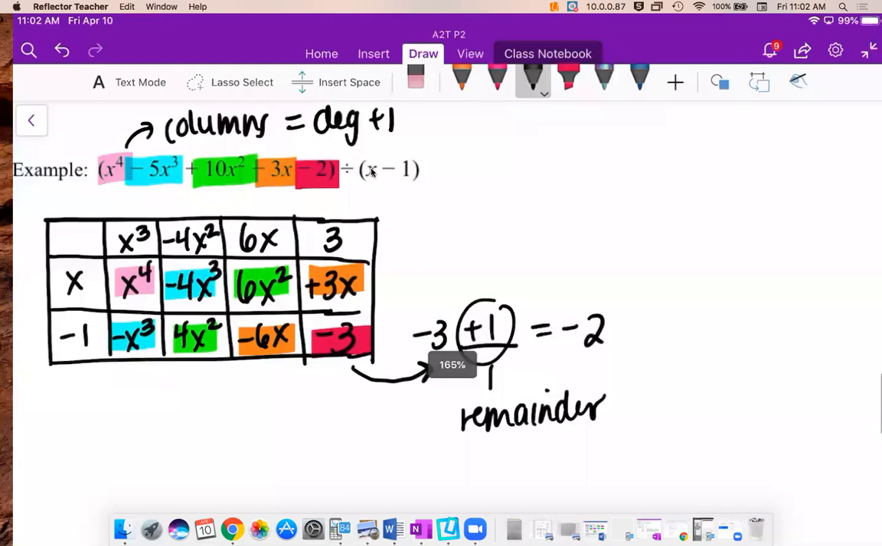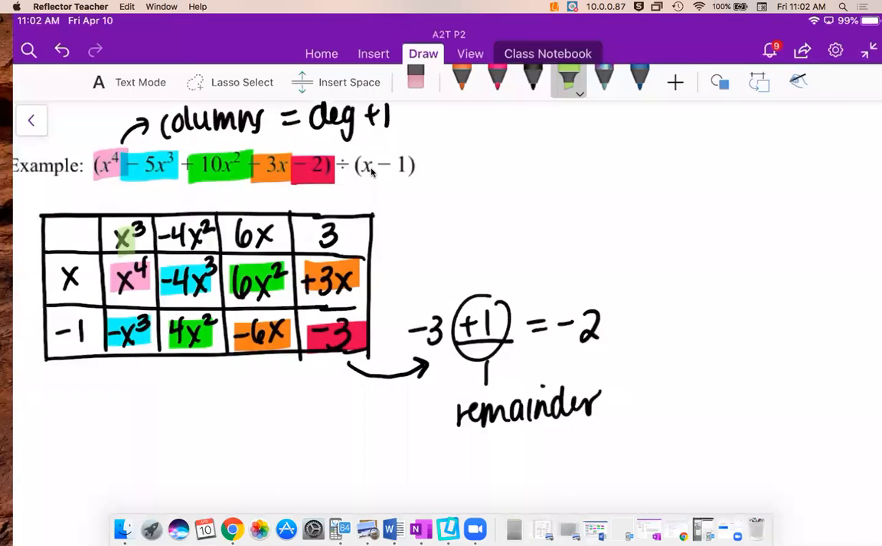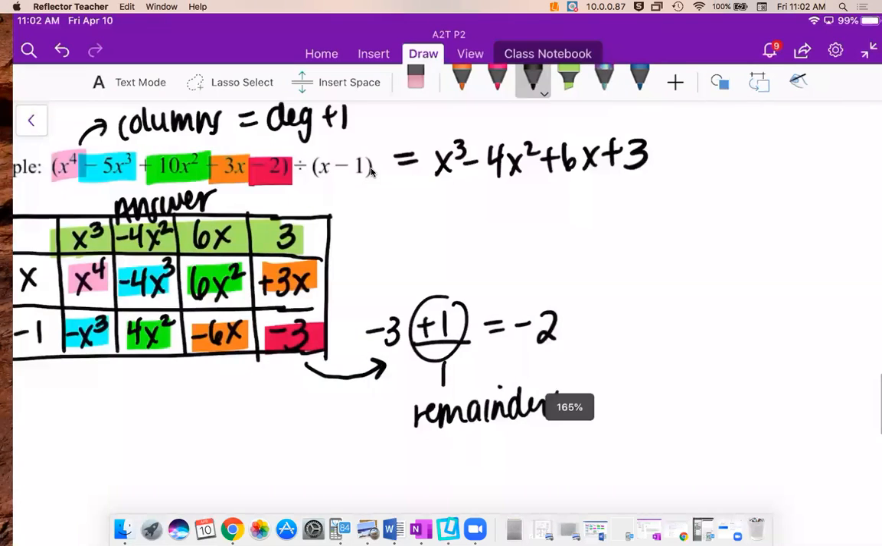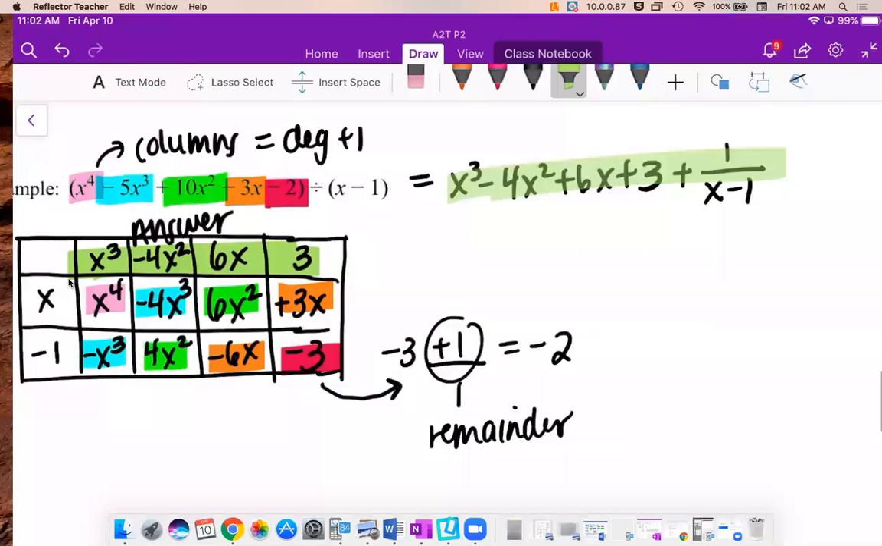So how we write our answers to these problems is always going to be this top up here. This is always going to be the answer. So we'll say that this is equal to x cubed minus 4x squared plus 6x plus 3. And then remember how we write our remainder. It was a remainder of 1, so +1 means that's a plus. And then we do 1 over, and then we put the denominator as what we were dividing by. So we were dividing by x minus 1. And then this is going to be your final answer to that problem.